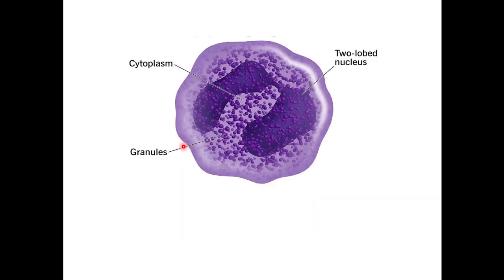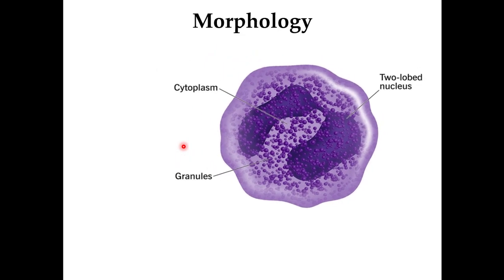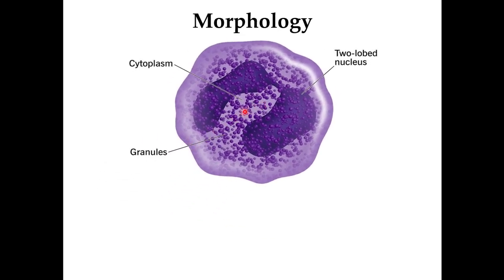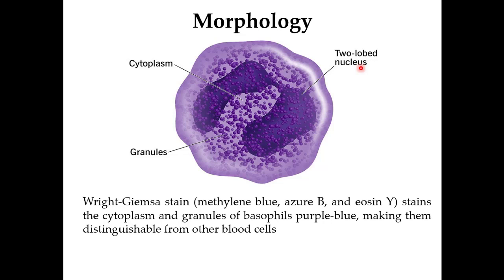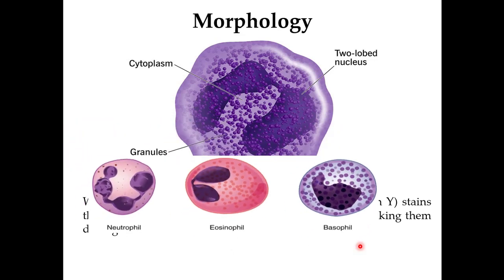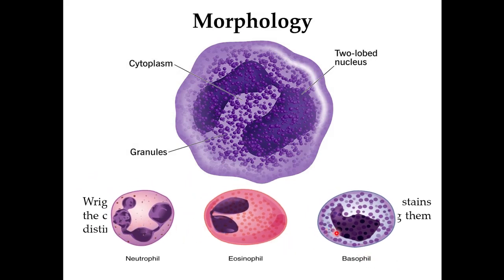If you look at their morphology, basophils are usually round or irregularly shaped. Their cytoplasm contains granules, and the nucleus of the basophils is usually a two-lobed nucleus. If you talk about their staining, we usually stain the basophils utilizing a specialized stain known as the Wright-Giemsa stain, which is a mixture of three other stains: methylene blue, azure B, and eosin Y. This stain stains the cytoplasm and granules of the basophil purple-blue, as you can see in this image, which makes them distinguishable from other blood cells or other granulocytes. For example, you can clearly see the differences in their staining pattern.